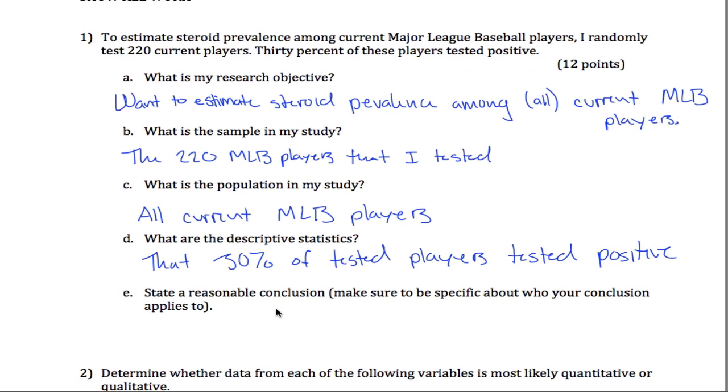State a reasonable conclusion. So I made this one a little bit different. I think in the homework they give you conclusions up here and you have to identify it. Here I just ask you to state a reasonable conclusion. Be careful, make sure that your conclusion deals with your population, that it answers your research objective. So my research objective is I want to estimate steroid prevalence among all current MLB players.